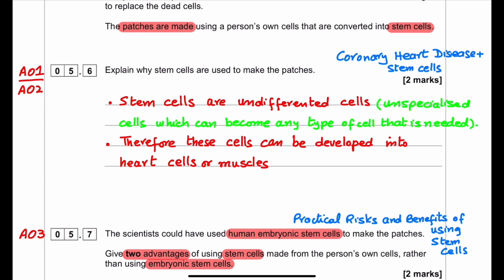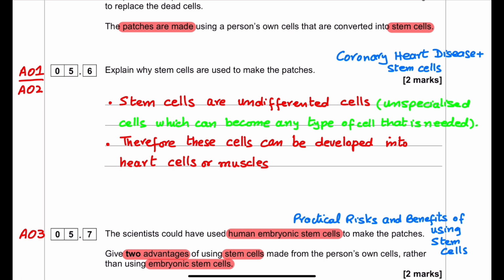The reason is these cells are taken from the person's own body. So these patches are not affected by human immune system. The second thing is there is no point to destroy the human life, meaning the human embryo. On the other hand, an adult person or adult human can give consent whereas an embryo cannot do that.